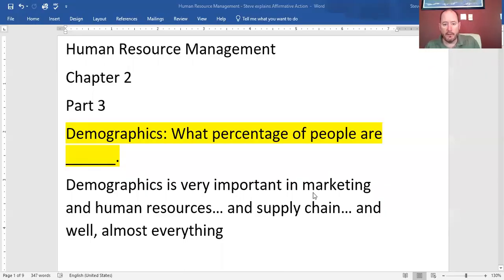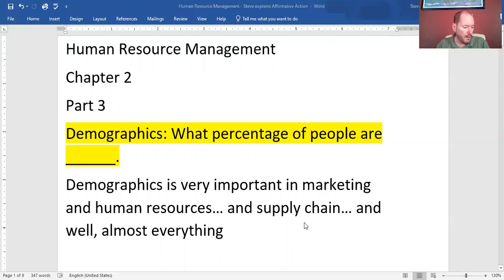To start out in discussing this, we have to understand a few terms here. The word demographics. Previously, we talked about the word diversity. Demographics is putting a number to all the different types of diversity you have in a country, in a place. Demographics is very important in the world of human resources, marketing, supply chain. Knowing what percentage of people you have in an area is super important.